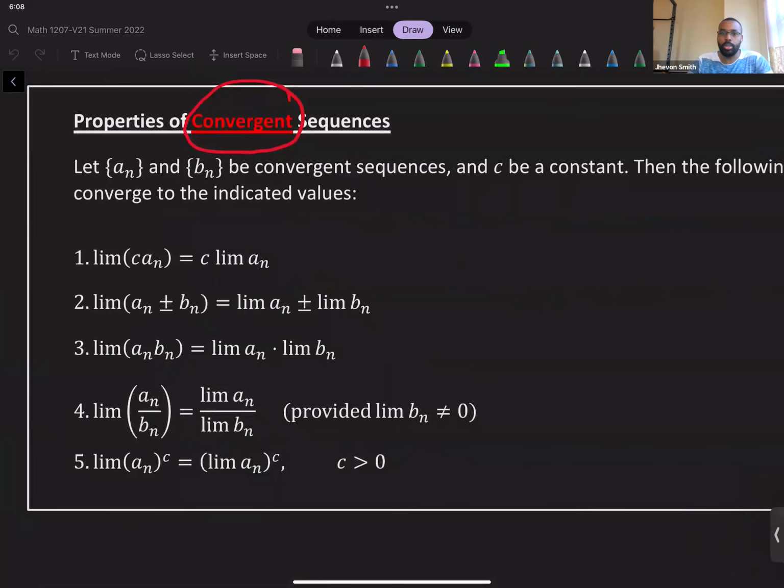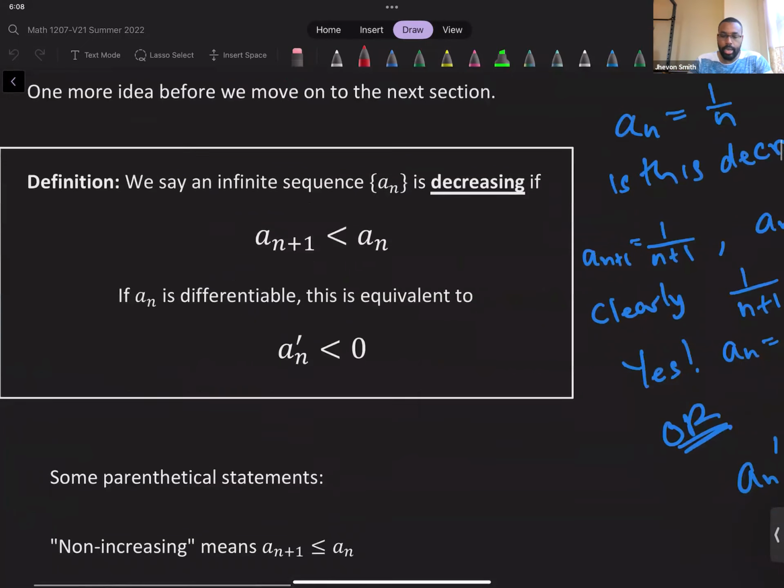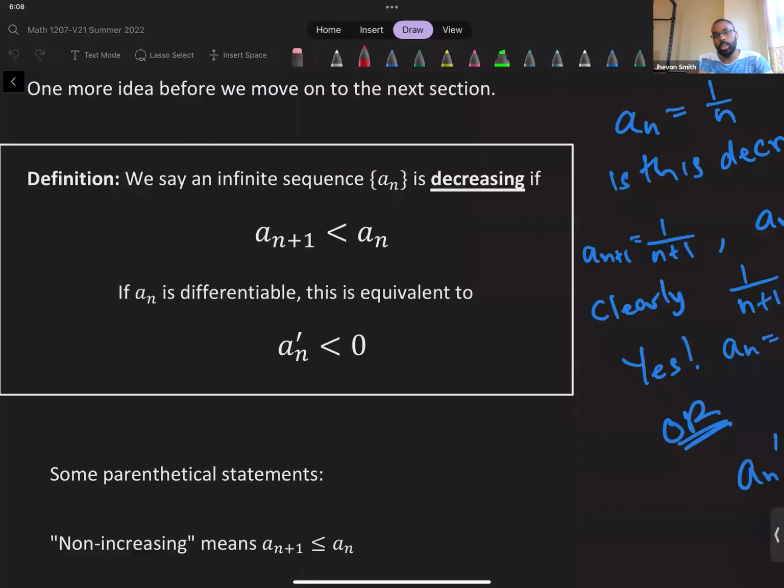Convergent sequences follow the limit properties, all the usual limit properties, so that's pretty nice. And it's also going to be useful to know when a sequence is decreasing. This just means each term is going to be less than the previous term. It's actually good enough to be less than or equal to the previous term for most of our situations.